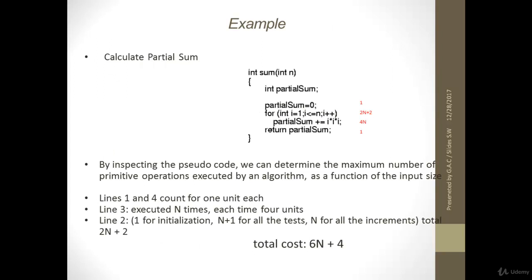So in this example, calculate partial sum. We have a function, sum, which takes a parameter. First we have int partialSum. Next, partialSum equals 0. Then we have a for loop, and inside the for loop, partialSum plus equals i times i times i. A few operations, and the return statement.